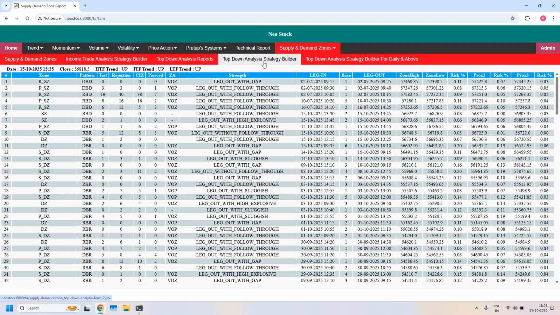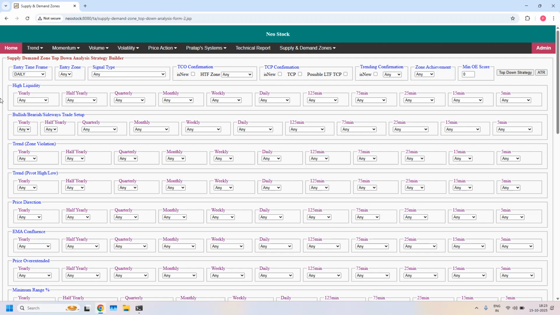Next, I am generating sideways bullish and bearish trade setups for monthly, weekly and daily income trades. So starting with monthly income trade, sideways long trade setup, entry time frame daily, entry zone demand zone. Here bullish or bearish or sideways trade setup. At entry time frame daily, I am selecting sideways long.